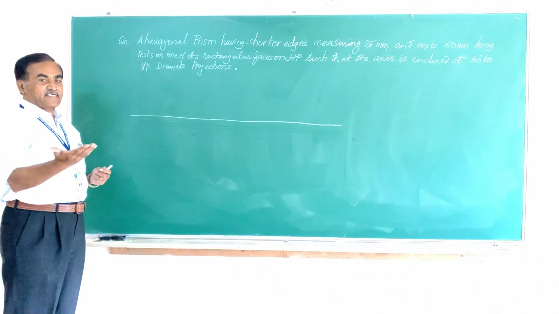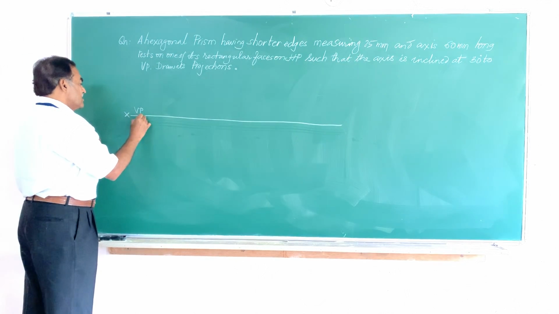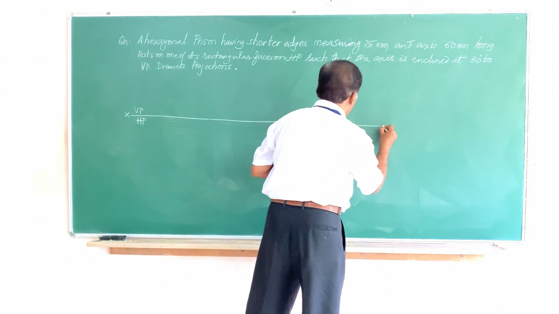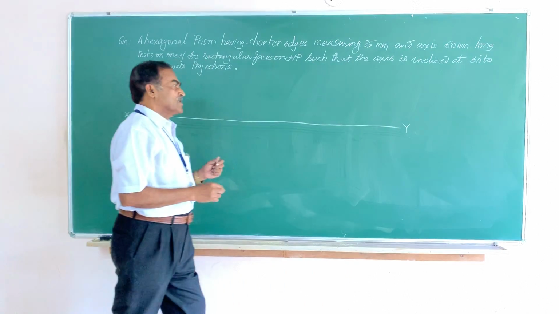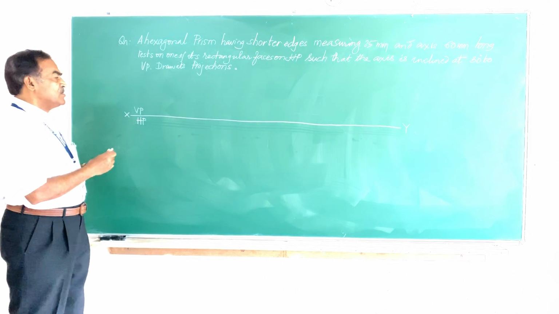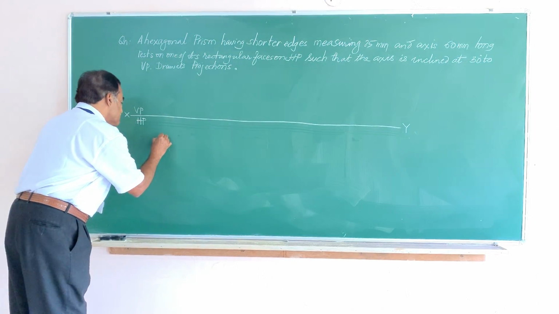So I have placed the object on the HP. Before that, let me mark this VP HP and draw that. This is XY line. VP HP when marked above and below the XY line indicates first angle projection. Now I am going to place the object on HP and get its top view and front view. The top view is going to be a hexagon. Let me complete a hexagon.